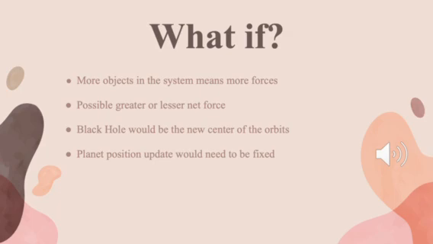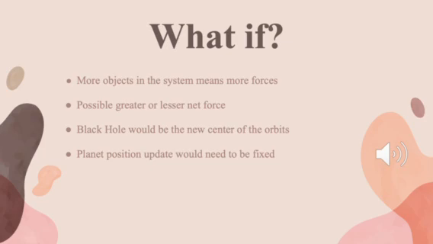What if we want to predict this motion, and how would we take these considerations into our new model? This would mean that there would be more objects in the system, and this would imply more forces. Therefore, our code would have to change as we would have to calculate more forces. However, this also means that the net force would change, and it would be possibly greater, but also possibly less.